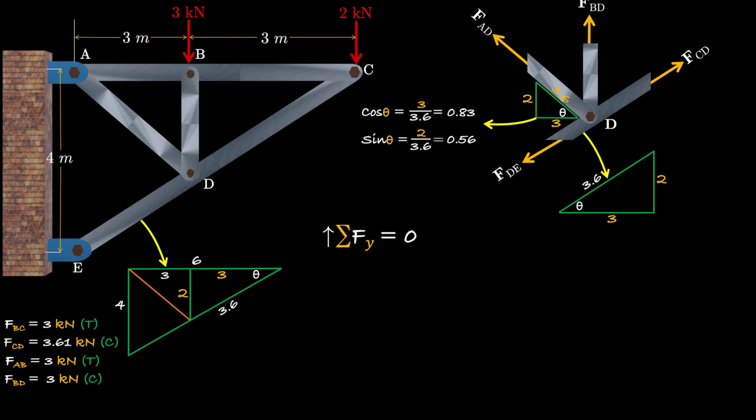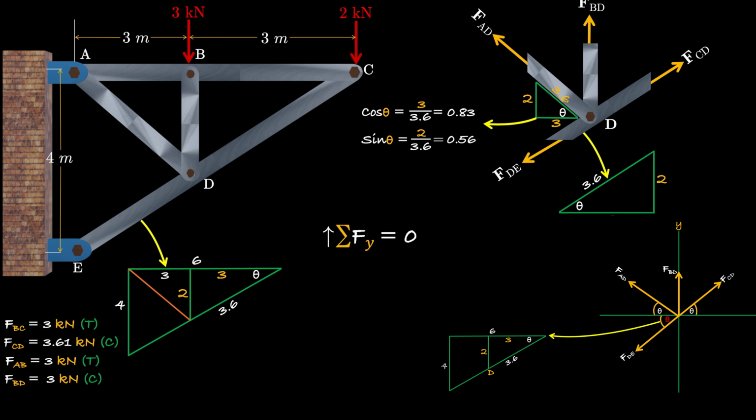So that means we're going to have positive FBD. And on FAD, if we resolve FAD along the y-axis, it is not going to include the angle theta, so it's going to be FAD sin theta. And if we resolve FCD along the y-axis, it is not going to include theta, so it's going to be FCD sin theta. And finally, if we resolve FDE along the y-axis, it is also not going to include the angle theta, so it's going to be FDE sin theta.